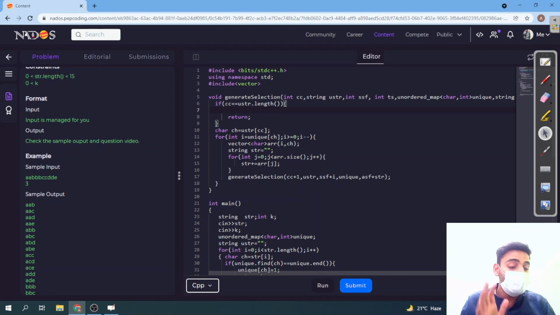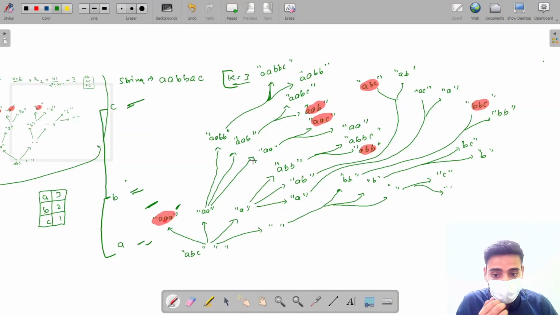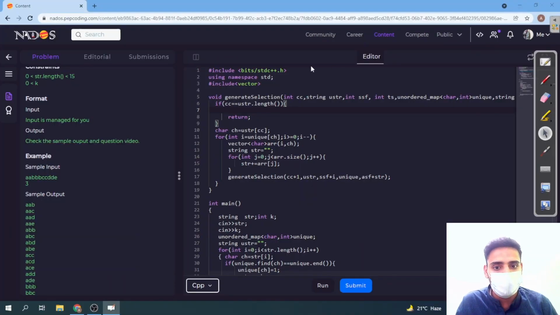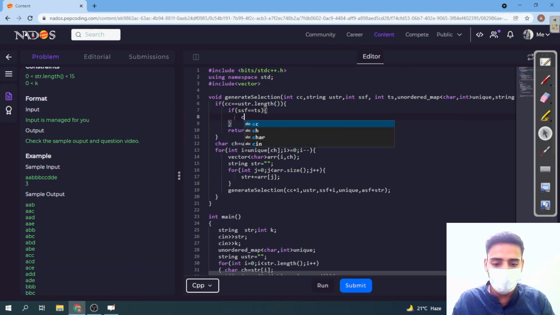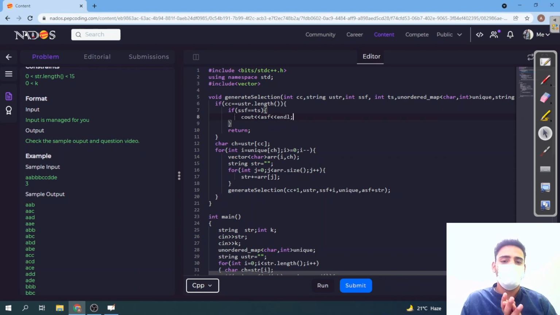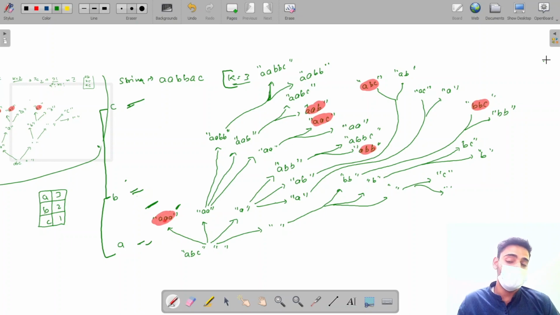If we have received our answer, then we need to return, and we need to print it also. If the selection so far is equal to the total selection, it means we have got our answer. What we have to do is print our answer so far. So we will do that, and it is done here. This is all our planning for this question, and we have successfully implemented it in our code.